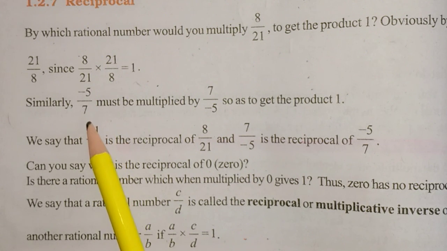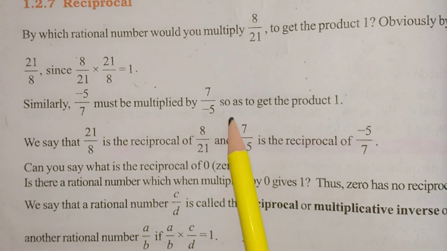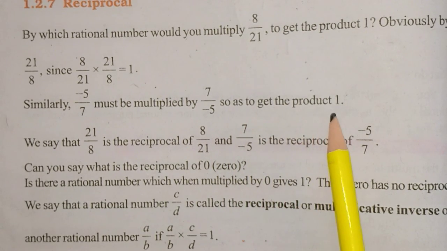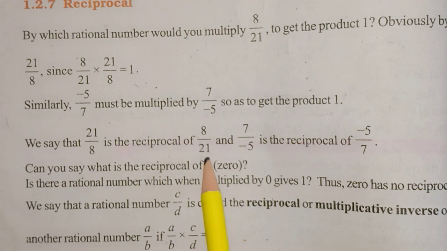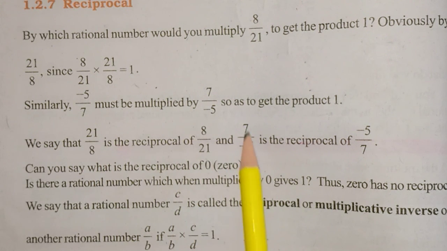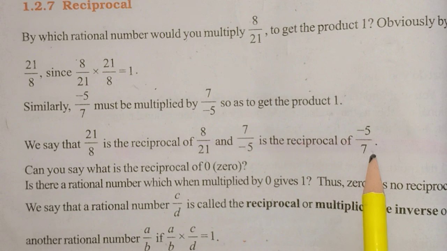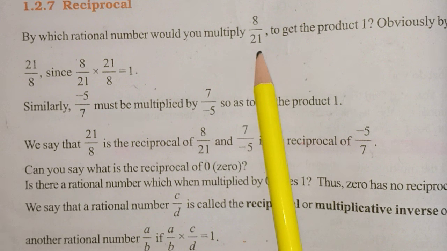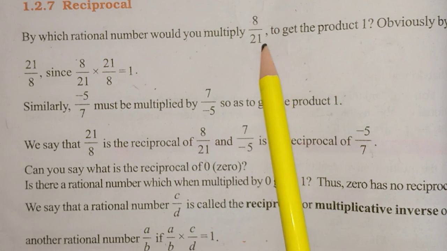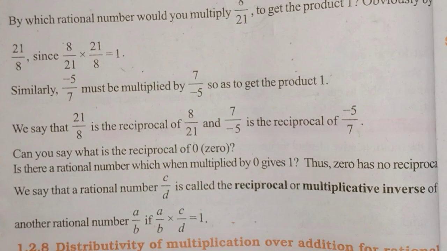Similarly, minus 5 upon 7 must be multiplied by 7 upon minus 5 so as to get the product 1. We say that 21 upon 8 is the reciprocal of 8 upon 21, and 7 upon minus 5 is the reciprocal of minus 5 upon 7. In simple language, I call it ulta pulta. Like 8 upon 21, its reciprocal is 21 upon 8. You write these numbers upside down. It is simple to remember.